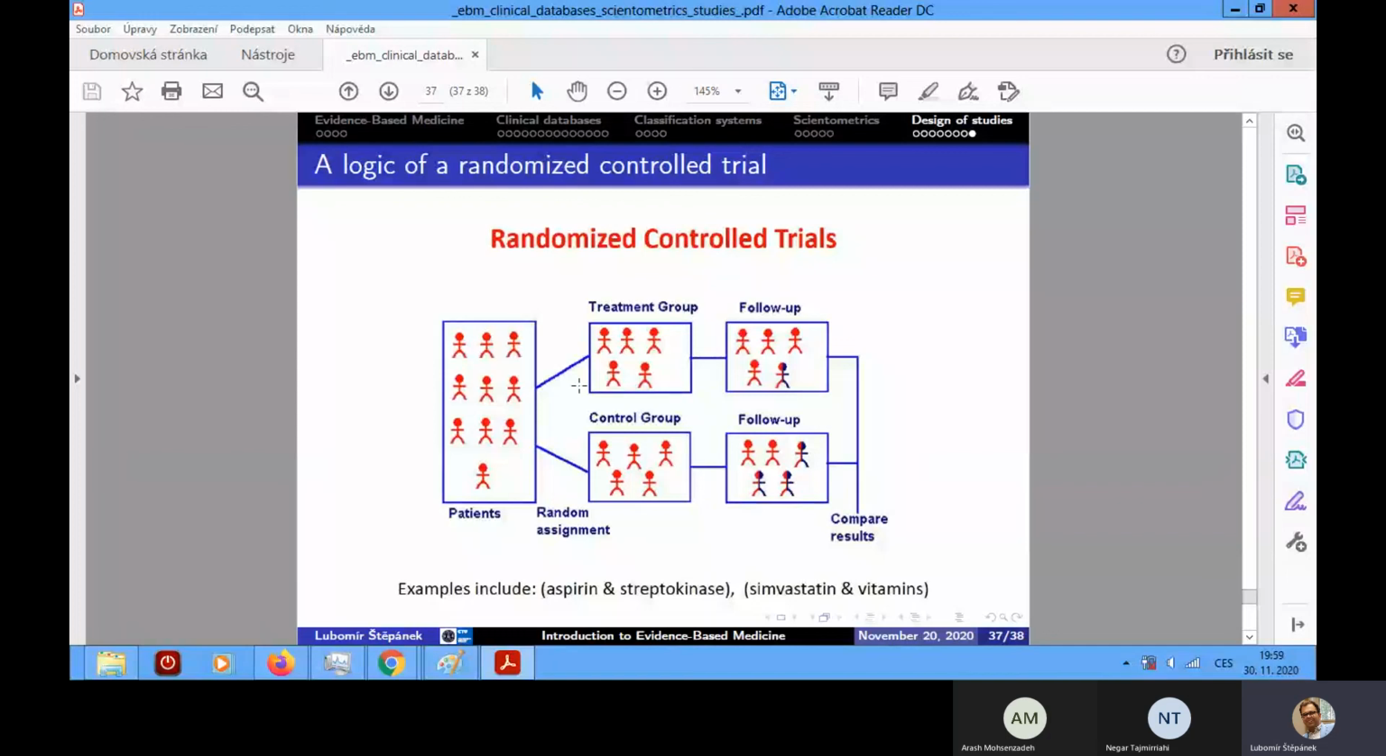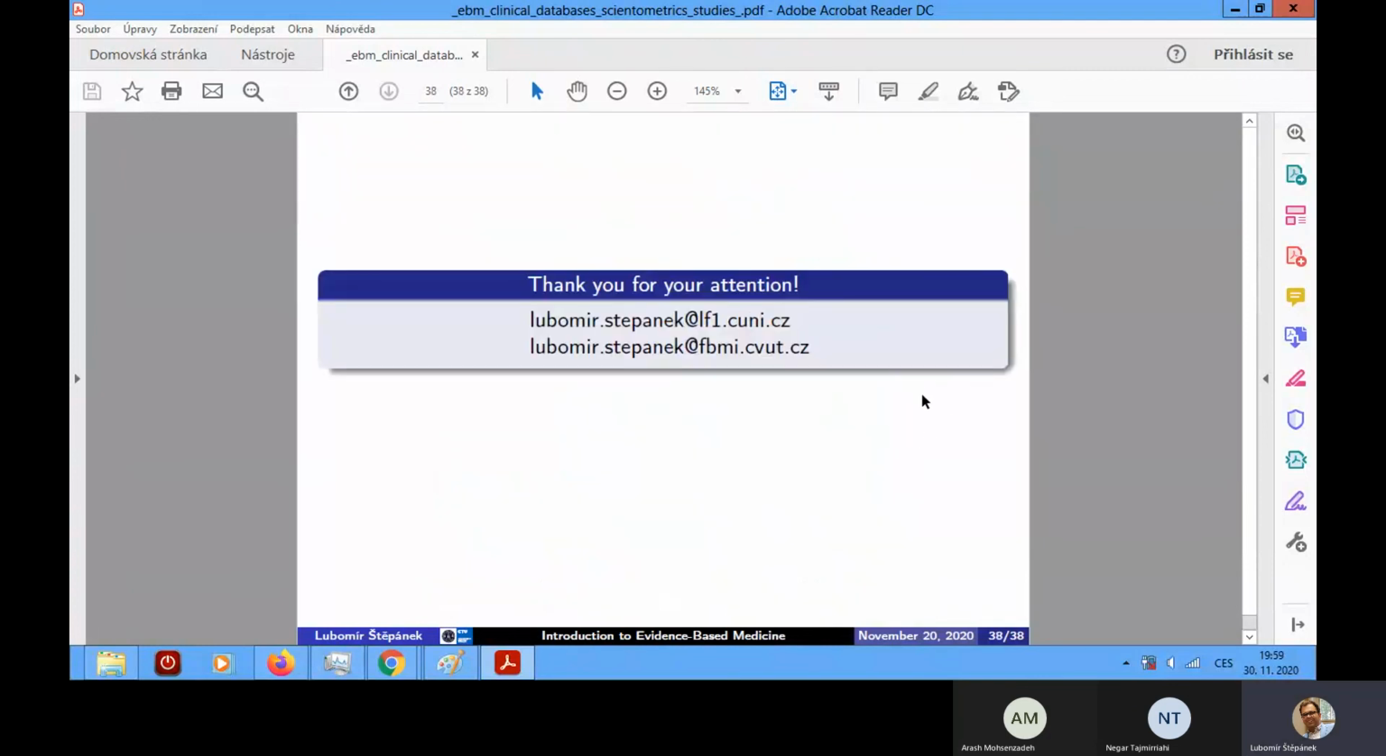Here in randomized controlled trials, we do the randomization on our own. It's a part of the design of the study, and that's why we have it under our control.